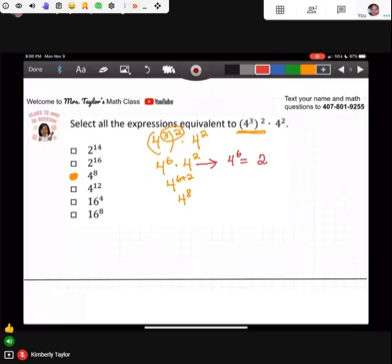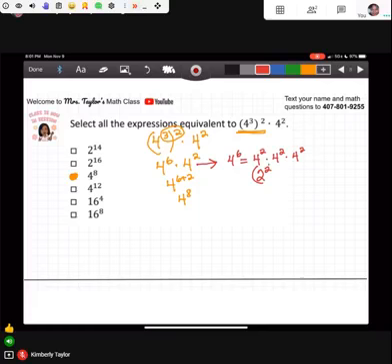Let me start over. I don't want to go that route. Hold on. I want to say 4 squared times 4 squared times 4 squared. I could do that. Or what I could do is just say 2 squared.